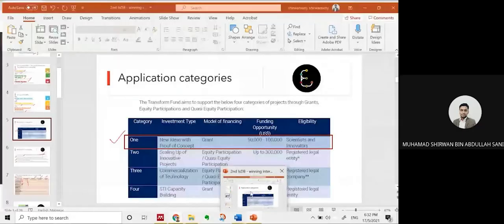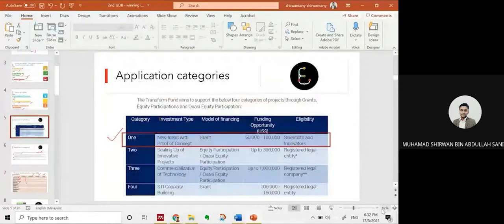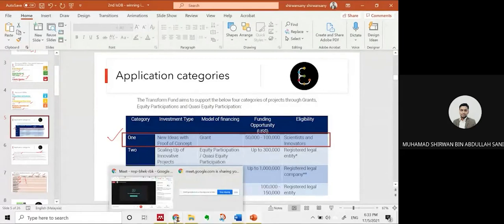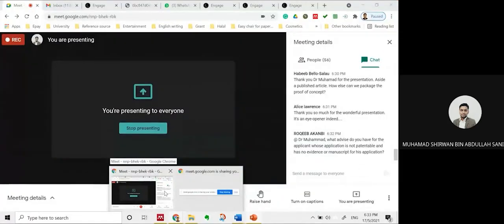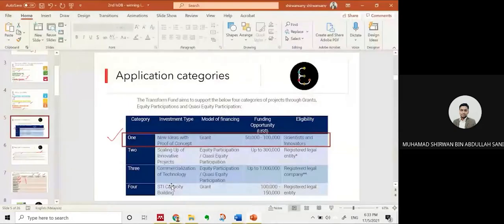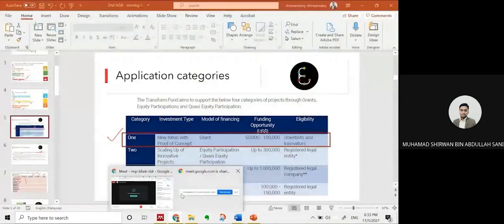Okay, for the first question, yes, if you already have your project in the pilot study, you can even go to category 2, scaling up innovation projects. Even so, you can also apply for category 1, but you need to modify your research activities to a better innovative way, for example. So either category 1 or 2 can be applied if you have already gone even to pilot studies, no problem. On the second question, I'm not very clear on that. Can you repeat it, or if possible, type it in the chat so that I can read it?